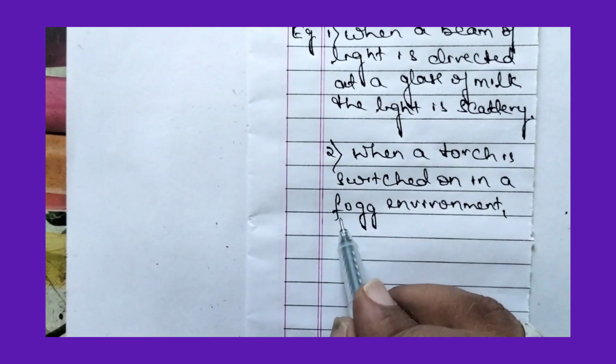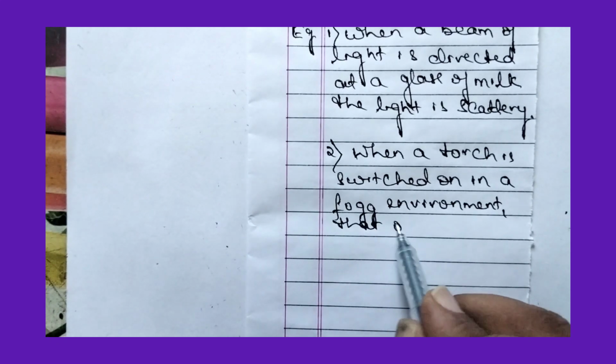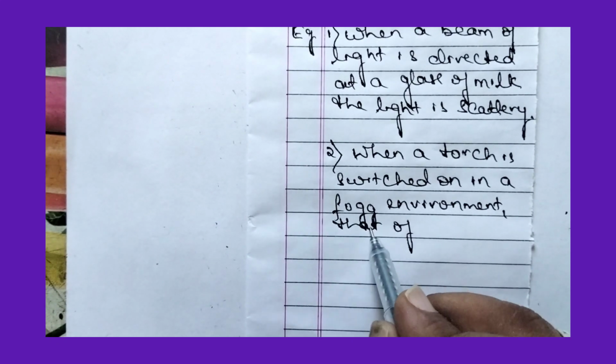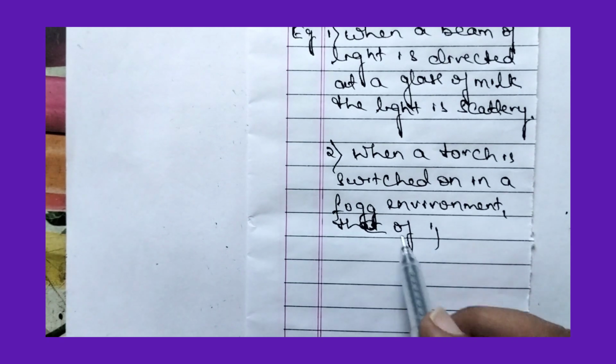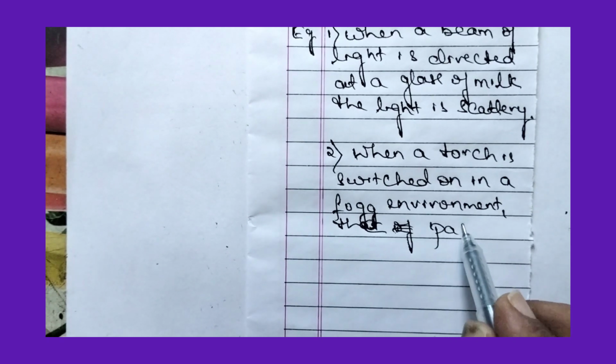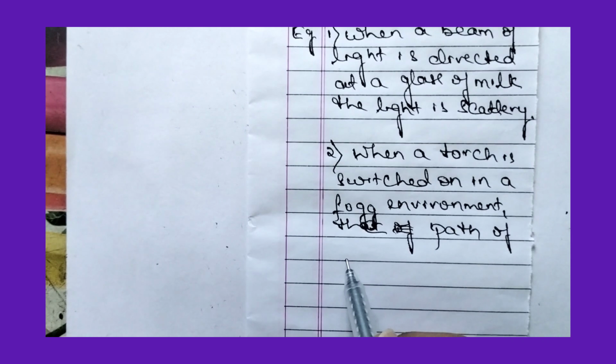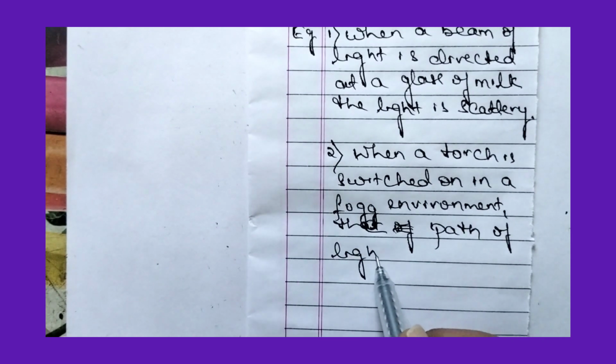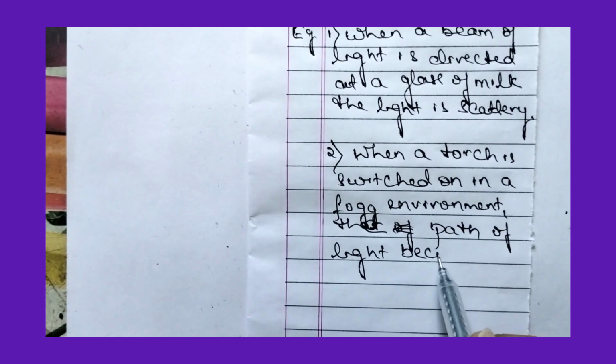the path of light becomes visible. This is the second one.